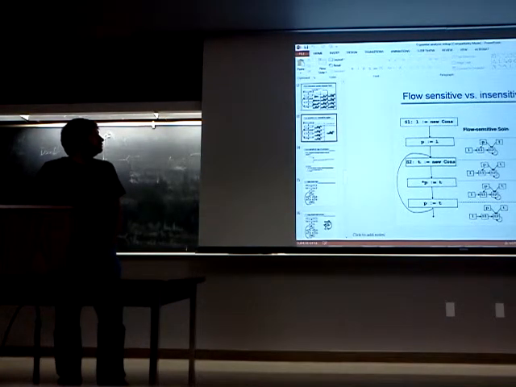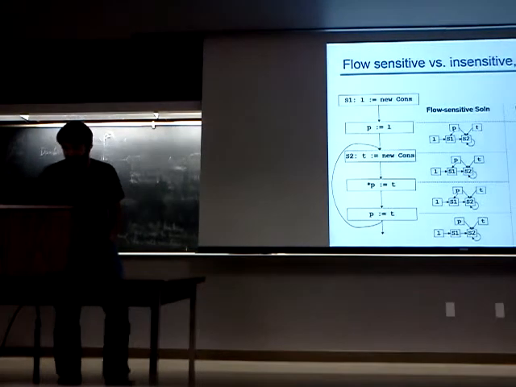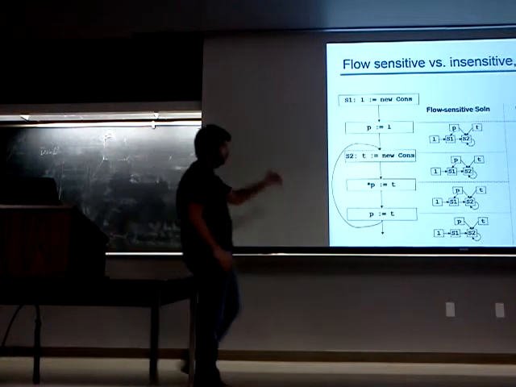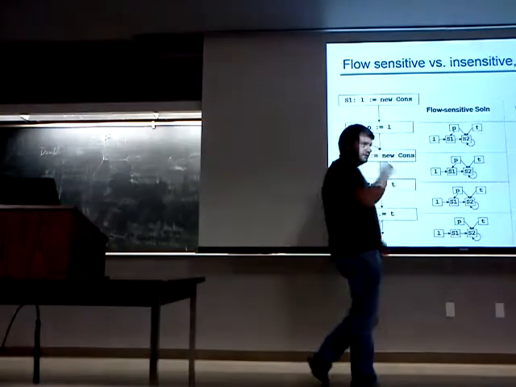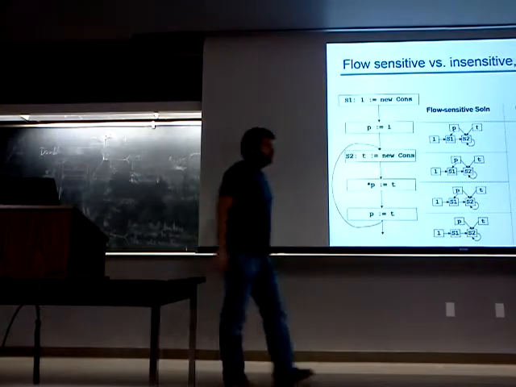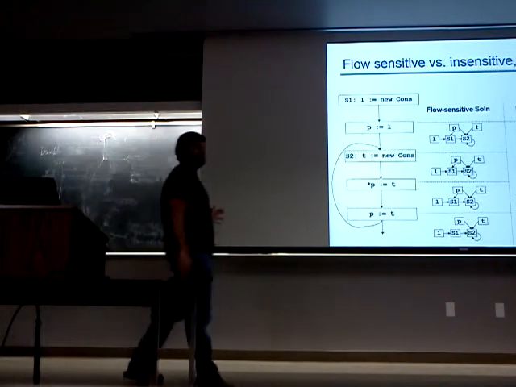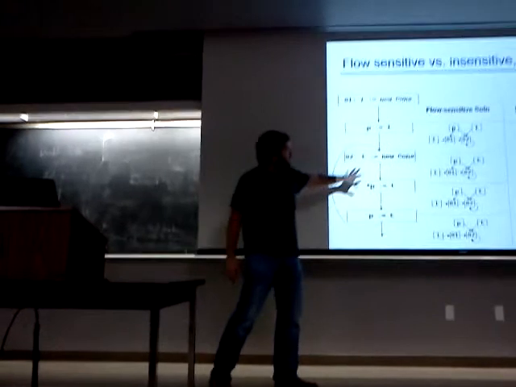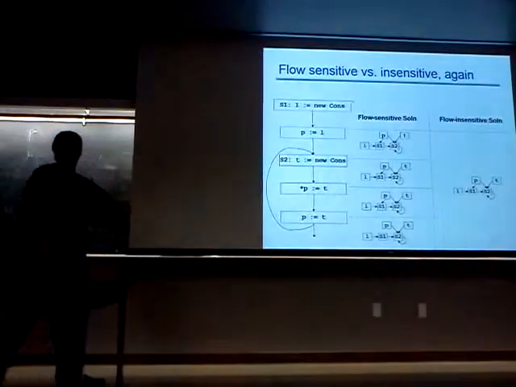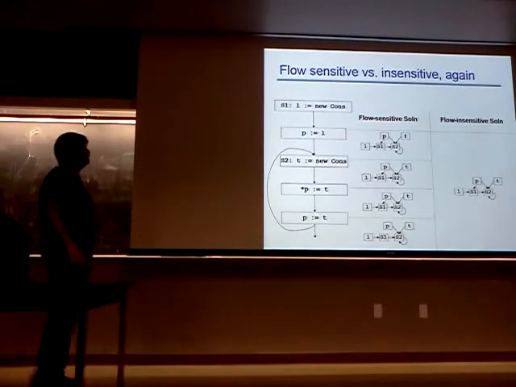Okay. So you guys remember what this is? Flow sensitive means it's sensitive to the direction through the program that it's analyzing. So in flow sensitive, we keep a piece of information for every edge in the control flow graph.